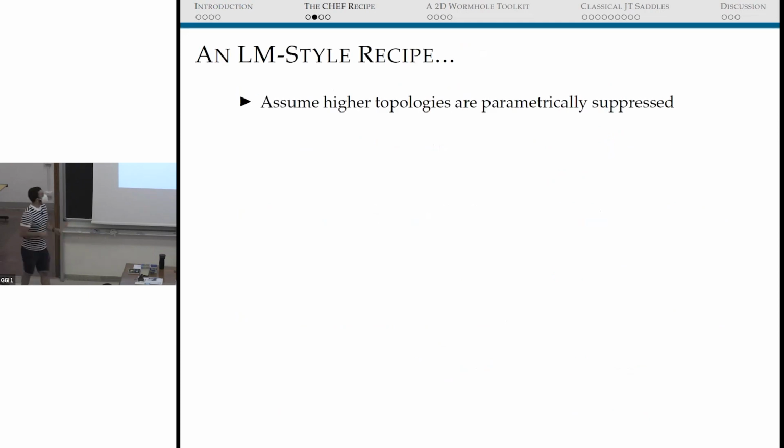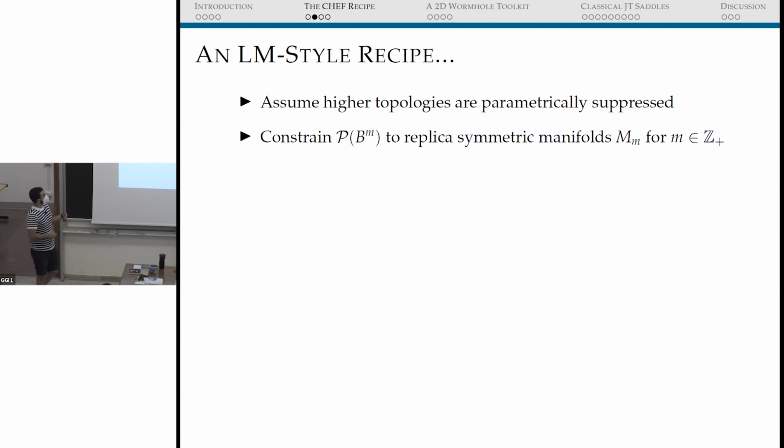Good. So what we're going to do in order to take control of this continuation is to go to a semi-classical limit. We're going to assume that higher topologies are parametrically suppressed by, say, in AdS/CFT, we'll take large N. In JT gravity, we are taking S0 going to infinity. So we don't have higher genus topologies. And in this limit, it's reasonable to expect that the kind of configurations that will dominate the path integral will be highly symmetric. So we are going to assume replica symmetry. And we are going to just look at saddle points.